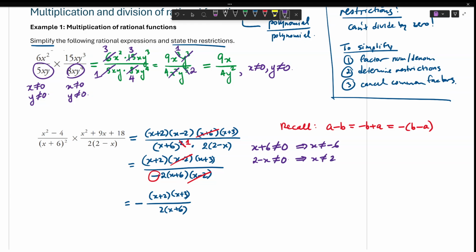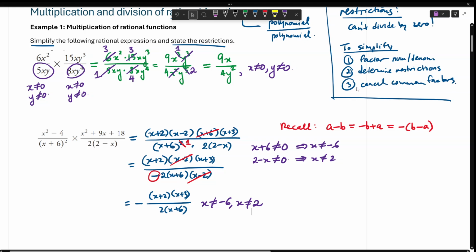So when we're looking at our final simplified expression, we're going to say x can't be equal to negative 6, and x also can't be equal to 2. There's the final answer. Okay, let's do the next example.